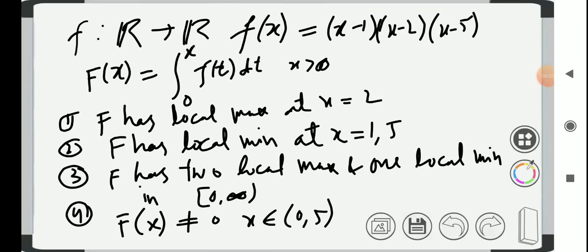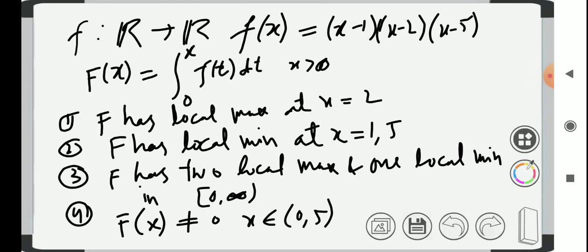Hello guys, in this video I am going to discuss a question which was asked last year in JEE Advanced paper B. The question was from the calculus portion. The question is written on the screen.